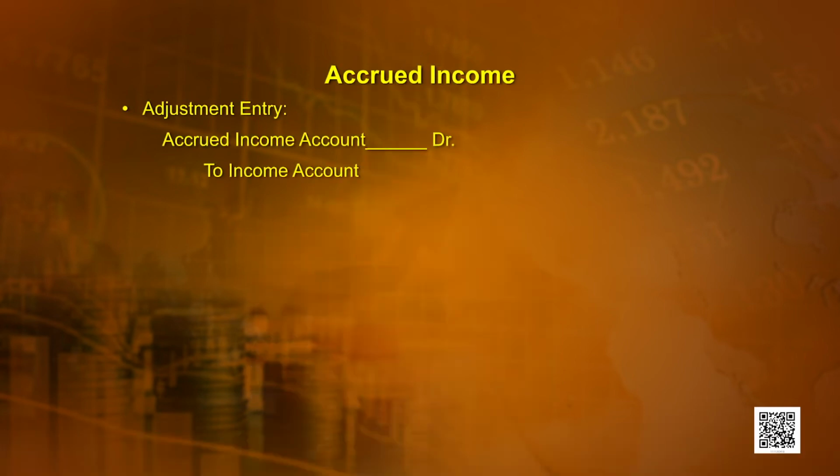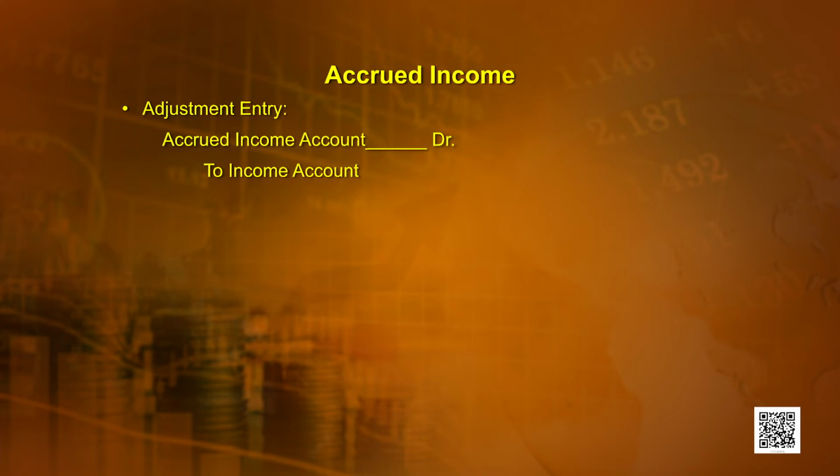Next in line is accrued incomes or outstanding income adjustments. Accrued incomes are those which have been earned during the accounting period but have not been received. According to the accrual concept of accounting, total incomes of the period, both received and yet to be received, should be accounted in the final accounts in order to present true profitability and financial position. Adjustment entry: accrued income account debited to income account.